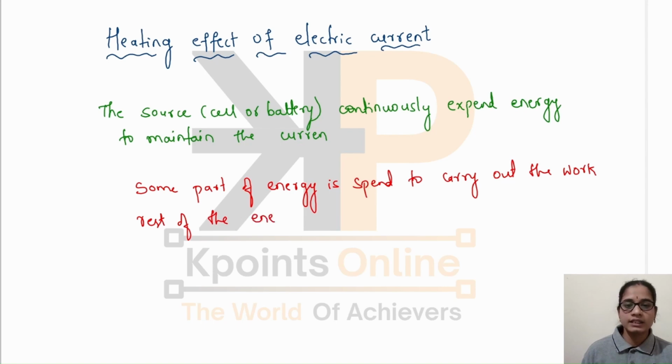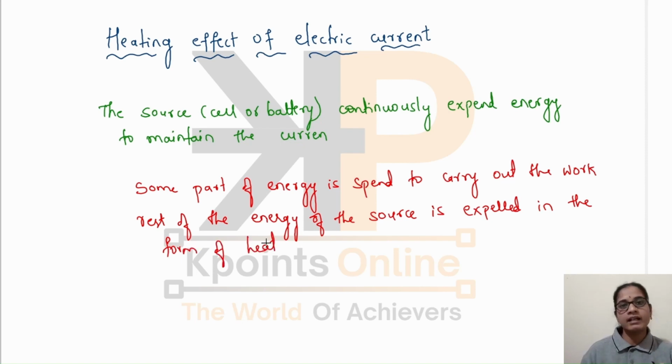Rest of the energy, where is this energy coming from? It is coming from the source, that is a battery or a cell of the source, and is expelled in the form of heat. And in many electrical gadgets, we require the heat energy, like in iron box, in electrical heaters. So what we do is we will use this heat energy for doing work.